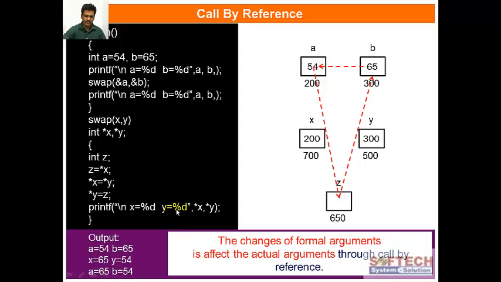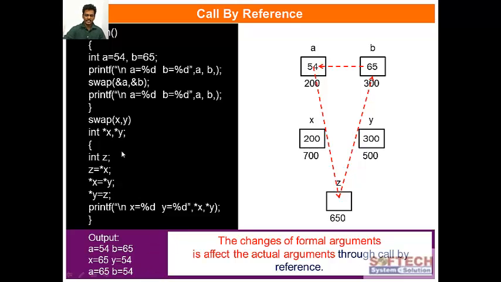So after the process, what are the x and y values? X is 200. Here we put star x, star y. So the value at 200 is 65. The value at 300 is 54. After control returns to the main function, we print a, b. Now the a and b values are changed. A is 65, b is 54.